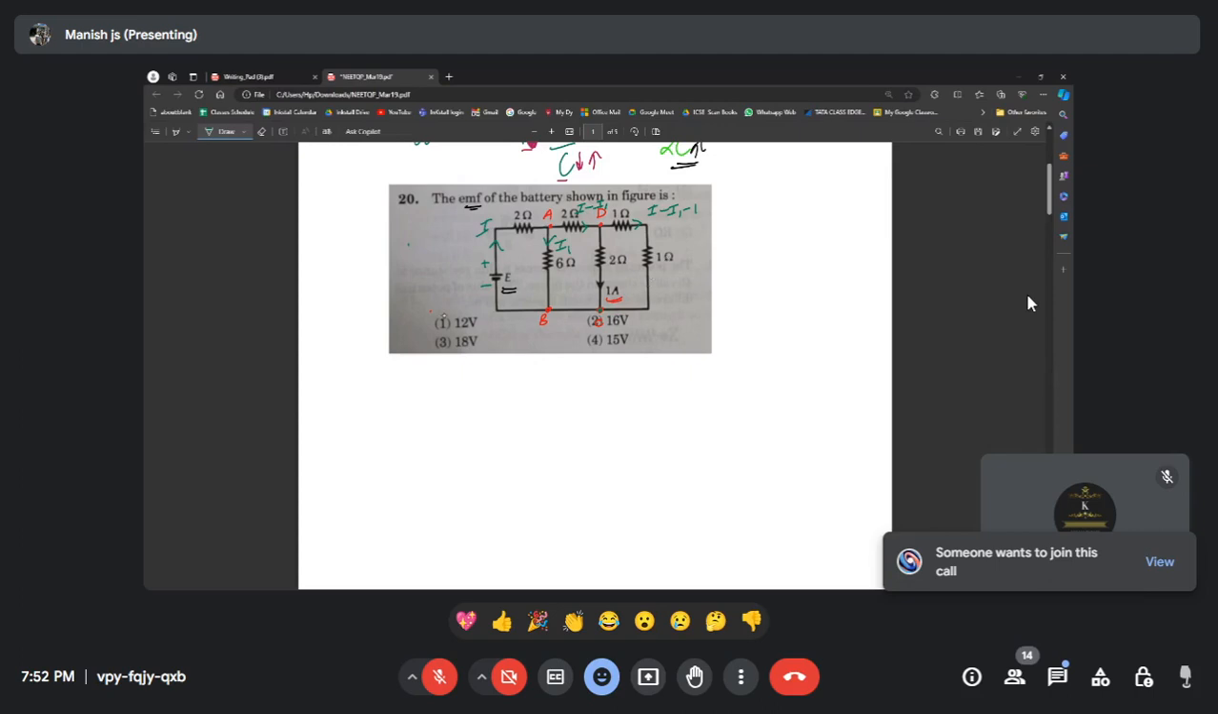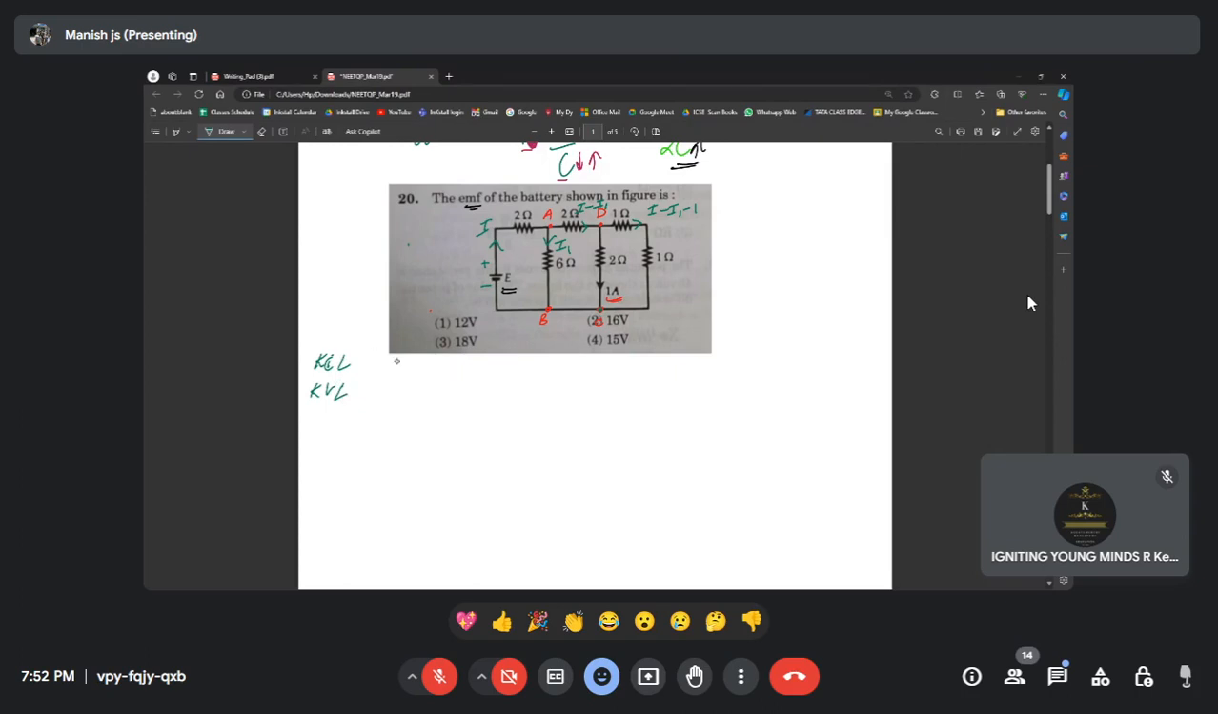Okay. So once you have assigned all the currents in the branches, now you are going to apply Kirchhoff's law. Kirchhoff's laws are of 2 types. ரெண்டு law இருக்கு Kirchhoff's law. Kirchhoff's current law, அந்த KCL அப்படினு சொல்லுவோம். அப்புறம் Kirchhoff's voltage law. இந்த மாதிரி ரெண்டு law இருக்கு.